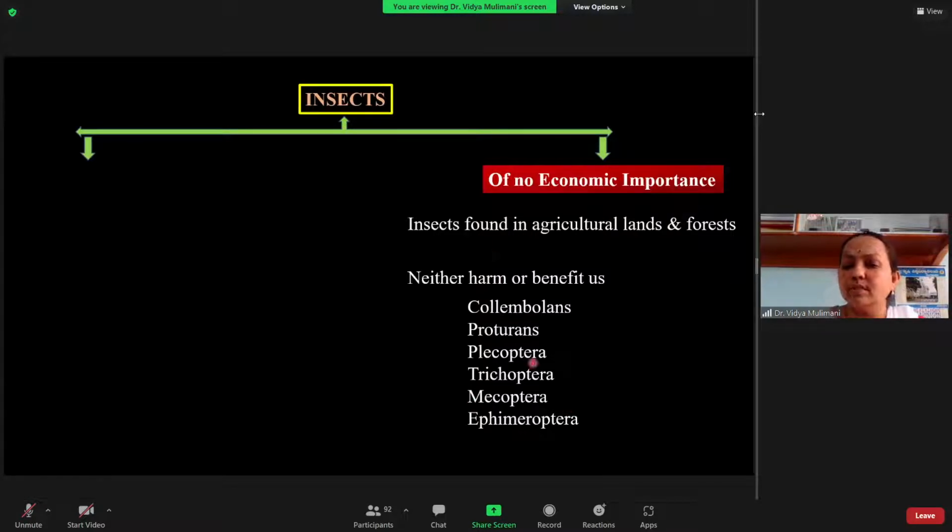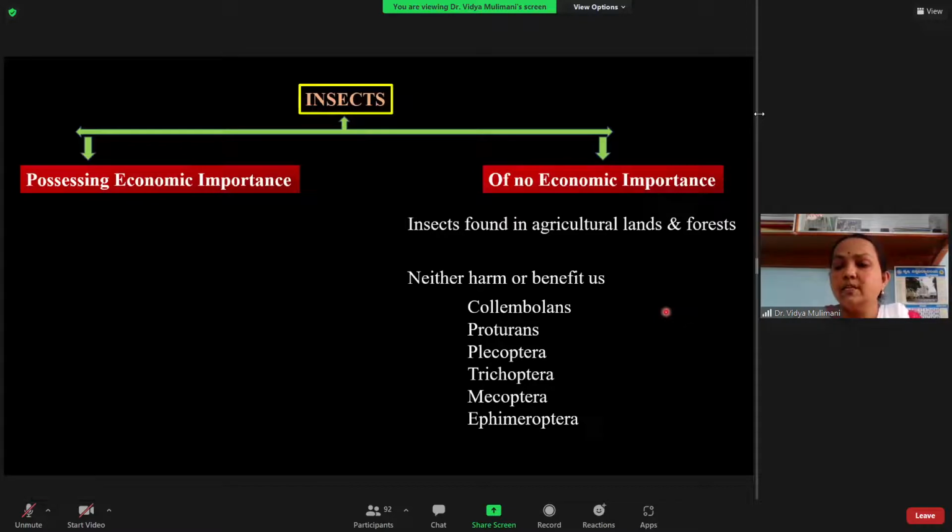All these insects, any one of you can refer to under the insects which are not having economic importance. They are just present, neither harming nor benefiting. That is what the insects not having any economic importance are. I will stop this part here because further you are not going to deal with these insects. The next part is the insects which are having an economic importance.